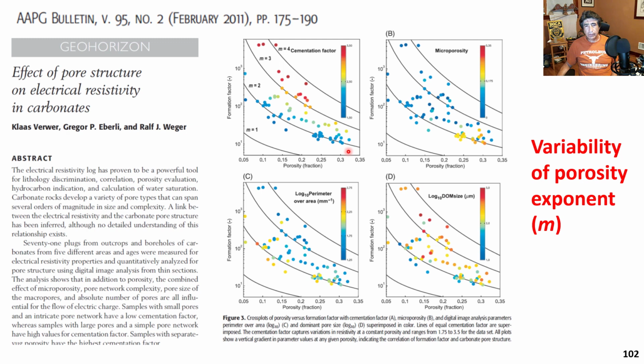The cementation factor tends to vary very non-linearly with respect to the variation of porosity, to the point that there are several measures of the pore space that need to be taken into account to define the variability of the m porosity exponent in Archie's equation. And one of the things that is very important is that it's impossible to have the same m for a wide range of porosity.